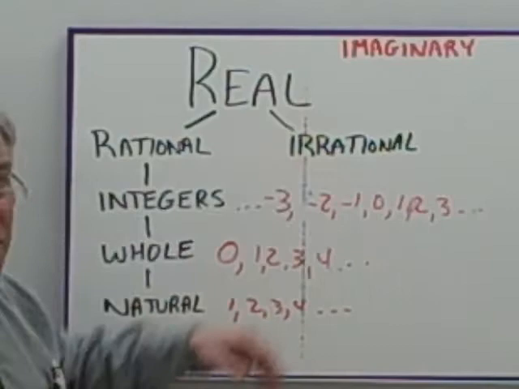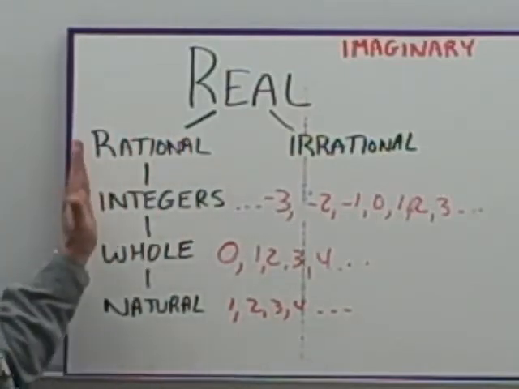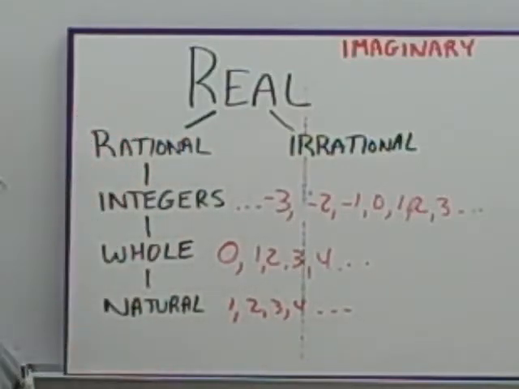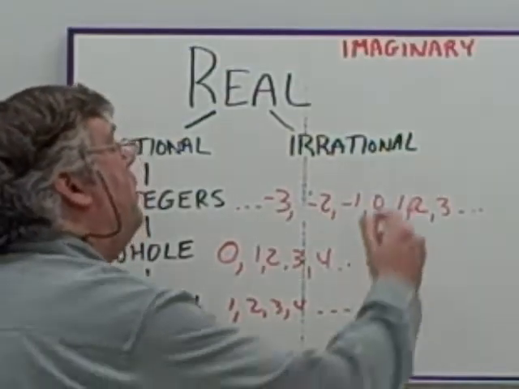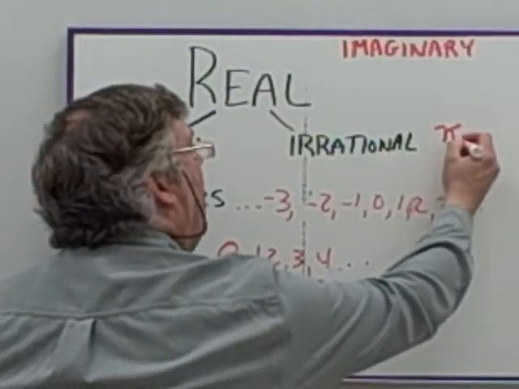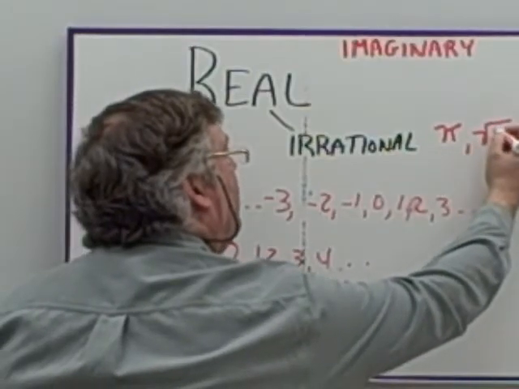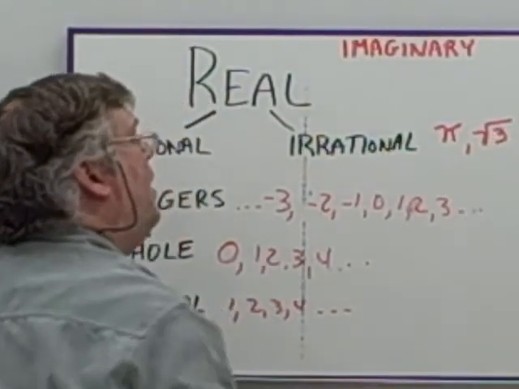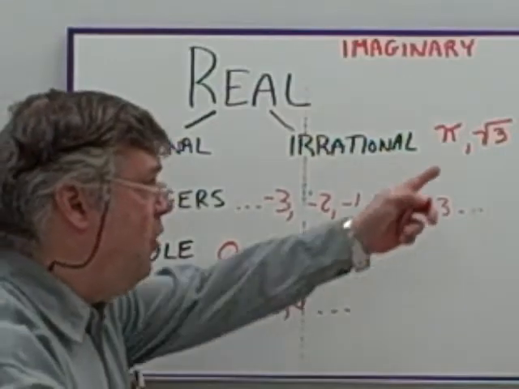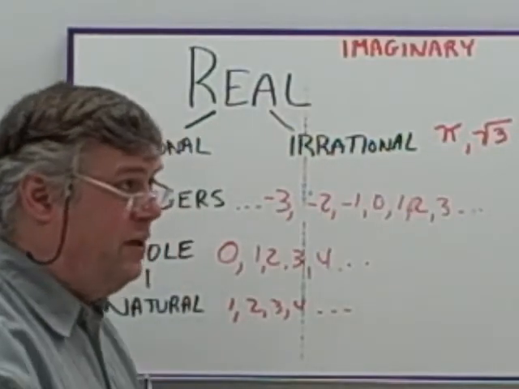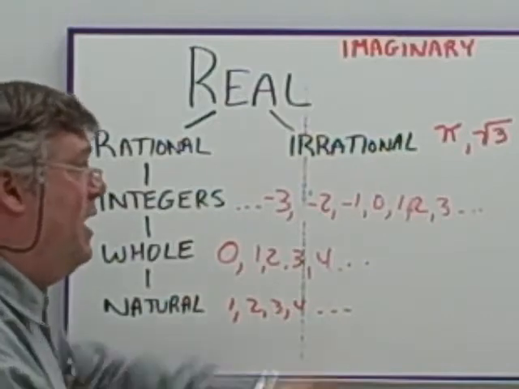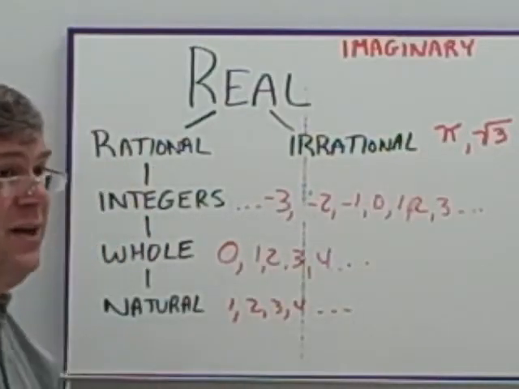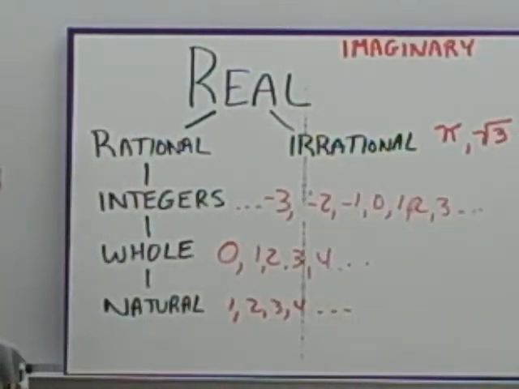Then there are irrational numbers. Irrational numbers are not included in any of these sets over here. Irrational numbers have never-ending, never-repeating decimals, and those are things like pi, the square root of a prime number, and other examples like that. Any multiple of the square root of 3 is going to be an irrational number. It's going to be a never-ending, never-repeating decimal. Any multiple of pi is going to be a never-ending, never-repeating decimal.